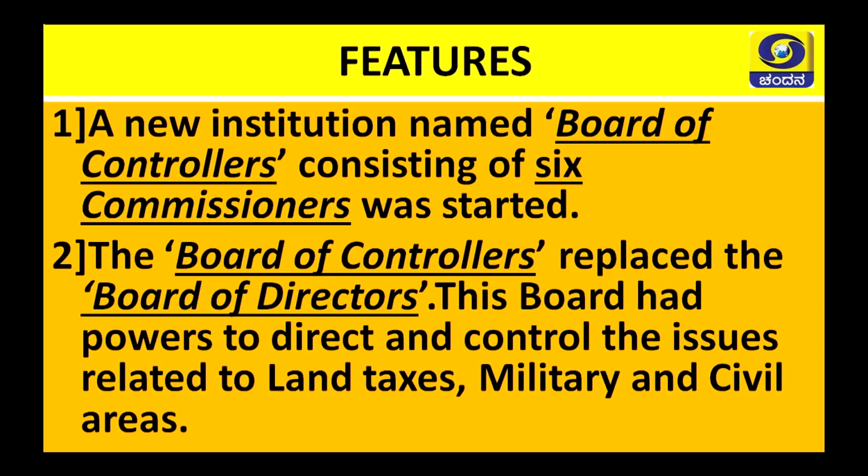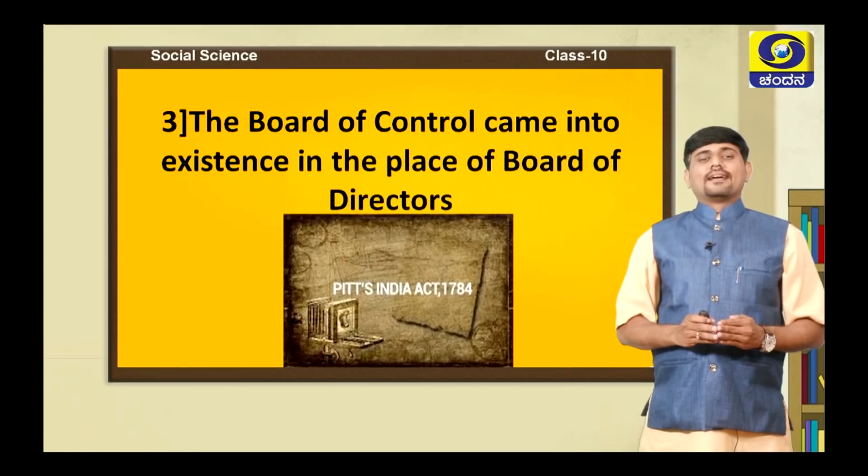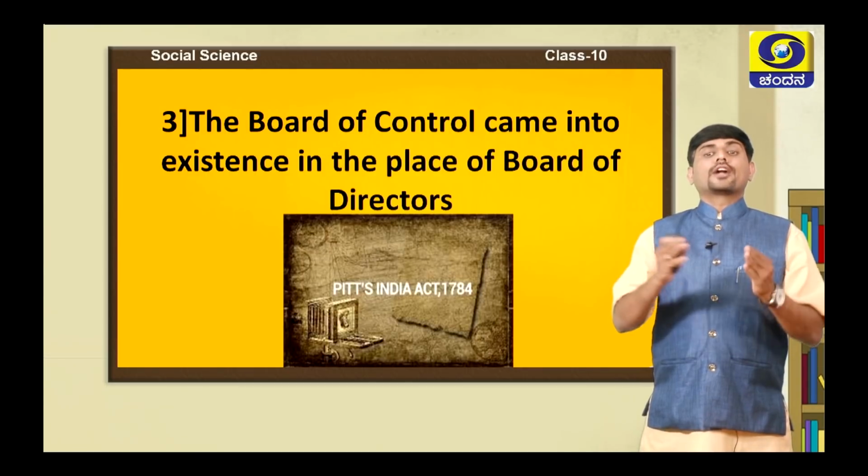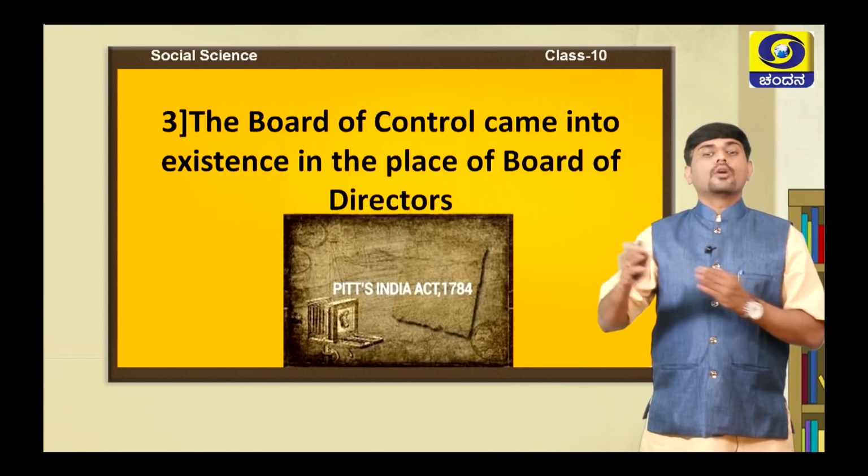There are some important features in the Pitt's India Act. The main provisions of the Pitt's India Act: a new institution named Board of Controllers, consisting of 6 commissioners, was started here. The Board of Controllers replaced the Board of Directors. This board had powers to direct and control the issues related to land taxes, military and civil issues. The Board of Control came into existence in the place of the Board of Directors.